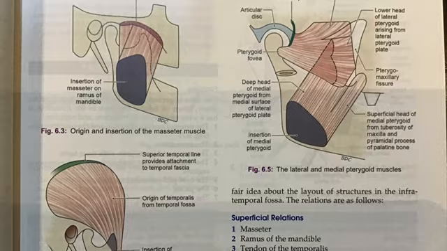It elevates the mandible. The masseter muscle again elevates the mandible. Lateral and medial pterygoid muscles act on the mandible: the lateral pterygoid depresses and the medial pterygoid elevates the mandible. The muscle which depresses the mandible is the lateral pterygoid.